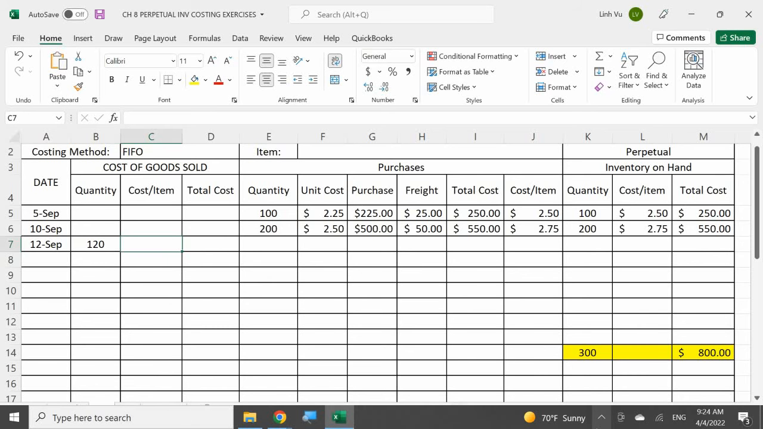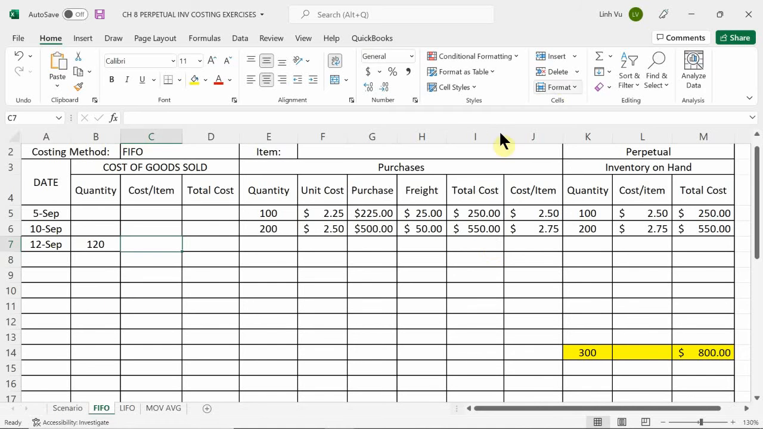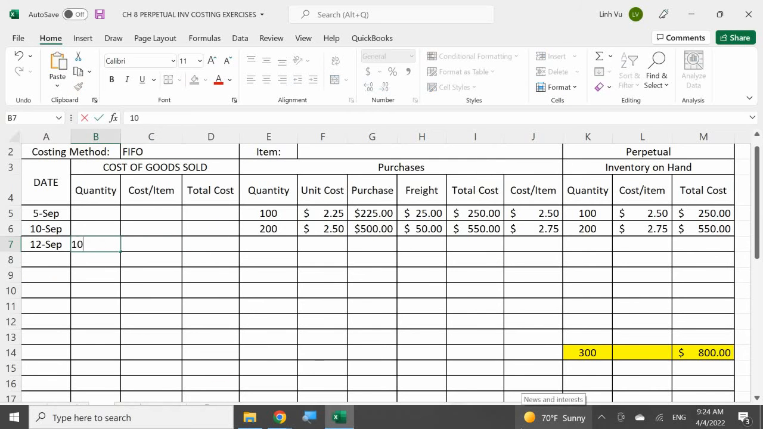You're using FIFO. 200. FIFO. 100. You need to take the 100 because that's the first batch that you purchased, right? First in are usually going to be the first out. So in this case, we are going to be taking our very first 100 batch. So in this case, we're going to take all of it, okay?